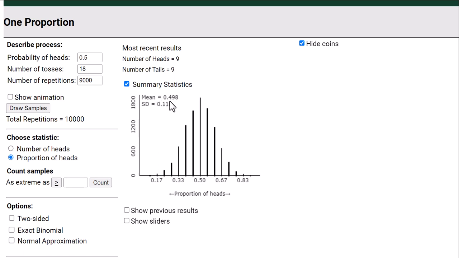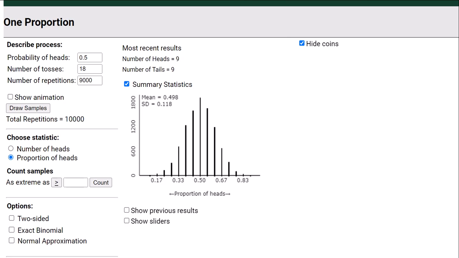So my mean is 0.498. You may have something like 0.501 or 0.502. The idea is that it's really close to 0.5. And the standard deviation is 0.118. So now we're looking at the proportion of successes, which is what we want instead of the number of successes. So make sure that your proportion of successes is clicked.